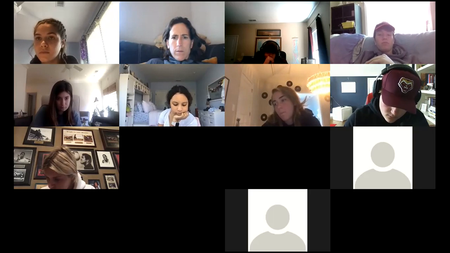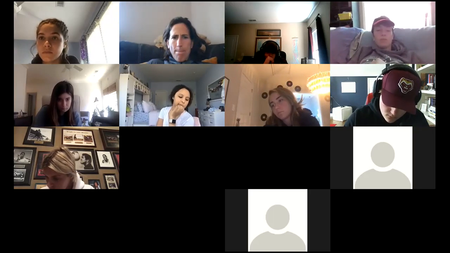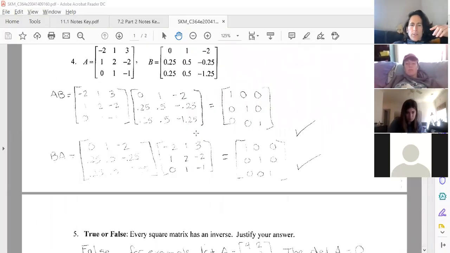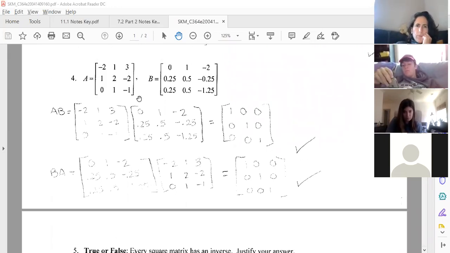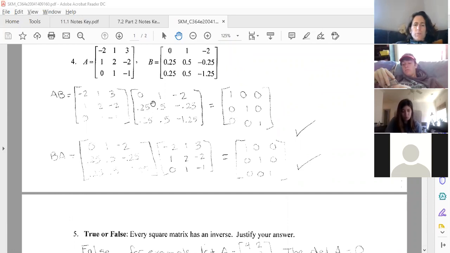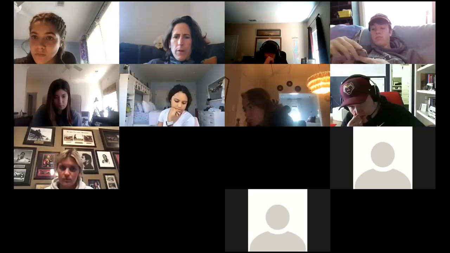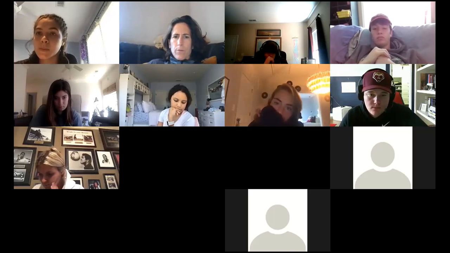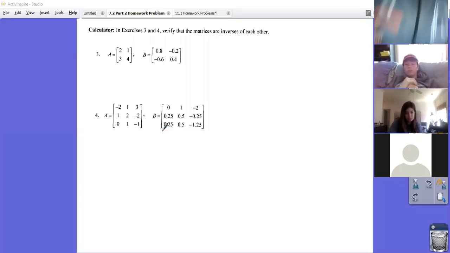All right. Let me share my screen here. I'm just going to show you the worked out. So with number 4, you have to multiply. To verify that they are inverses of each other, you first multiply matrix A times matrix B, and then multiply matrix B times matrix A. My pencil is kind of light right there, but all you're going to do is use matrix multiplication. I'll do the first part for you.